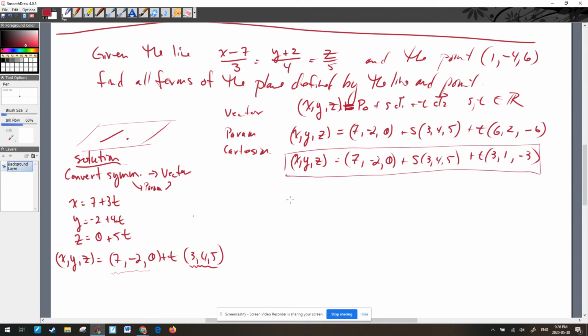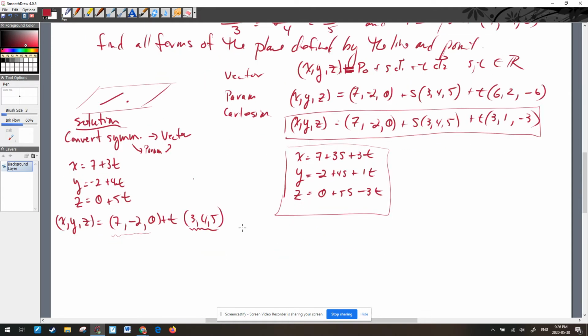Okay, so there's the vector form. We get the parametric form, which, by now I hope you feel it's pretty easy. So it's going to be x is equal to 7 plus 3s plus 3t. And then we're going to have y equals -2 plus 4s plus 1t. And then we're going to have z is equal to 0 plus 5s minus 3t. So there is the parametric form. Easy peasy.